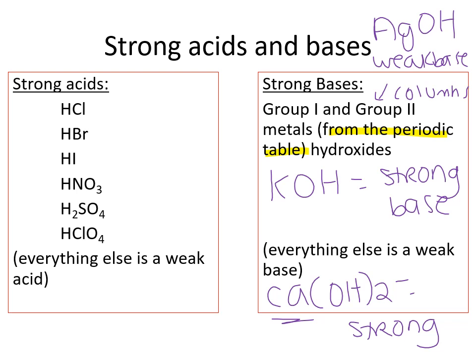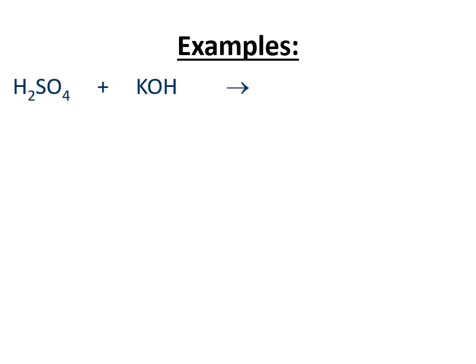Write these down, make sure you know these, because that is how you'll figure out what your salt is, and I will most definitely ask you about them. And so we're going to do some example reactions. We have sulfuric acid plus KOH. So first we're going to write our products, balance our equations, and then determine what the salt is. This is what you're doing on your worksheet tomorrow.